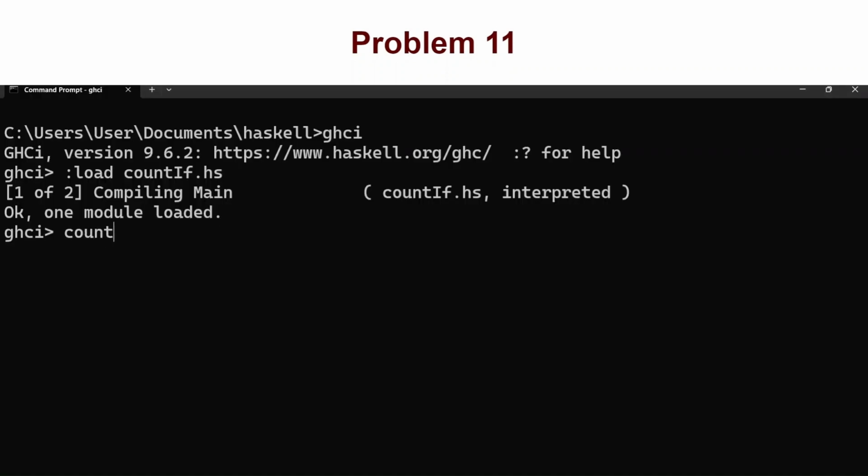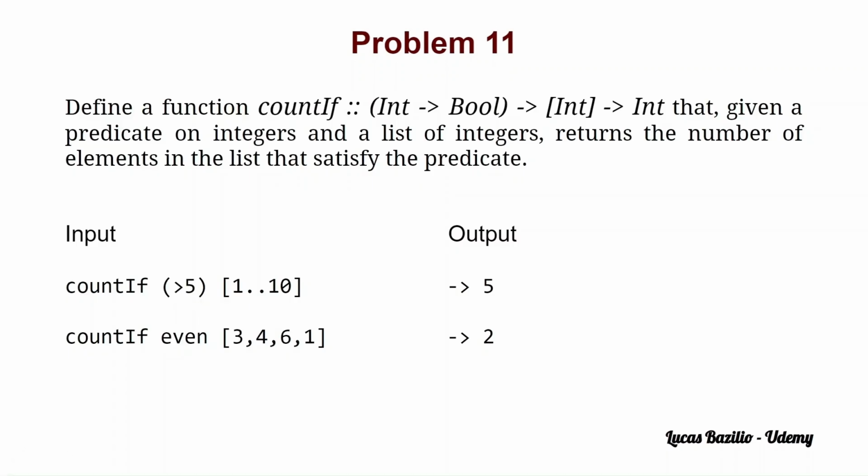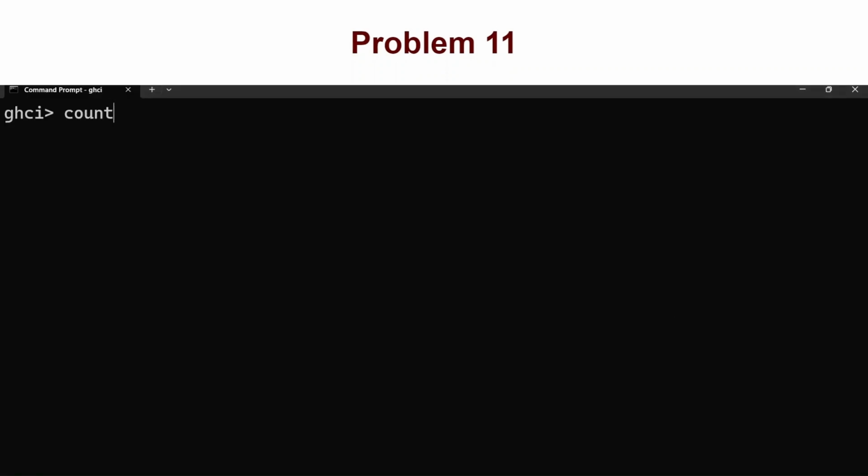So we apply the function countif with the predicate greater than 5 with the elements from 1 to 10. We have here this list of integers from 1 to 10. So this shall return 5. We press enter and we see that this is right. Let us now check the other example. We need to count how many elements inside this list are even. So this shall return 2, since we have a total of 2 elements that satisfy this condition, the element 4 and the element 6. So we apply the function countif with the predicate even in the list 3, 4, 6, 1. We press enter, and here we see that the result is precisely 2, as expected.